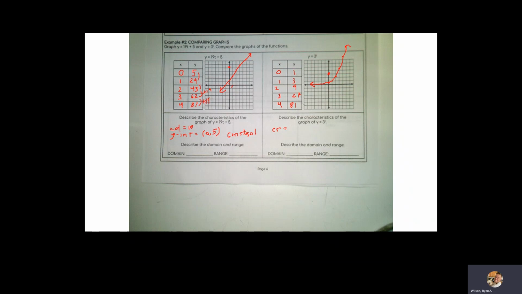Now let's finish up. So with exponential functions, you will have a common ratio. The common ratio is what you have to multiply each y value by to get the next one. So remember that we multiplied by what for each problem? Yeah, so we multiplied by 3 each time. So that means the common ratio is 3.